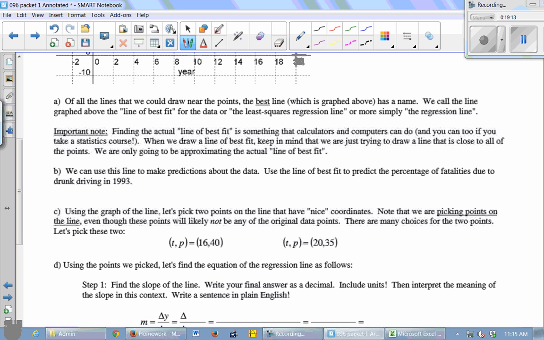Okay. Finding an actual line of best fit is something that calculators and computers can do, and you can do it too if you take a statistics course. We're not going to find it in this class, but when we draw a line of best fit, keep in mind that we are just trying to draw a line that's close to all the points. And we're only going to be approximating the actual line of best fit. And then once you have it, you can use it to make predictions about the data.